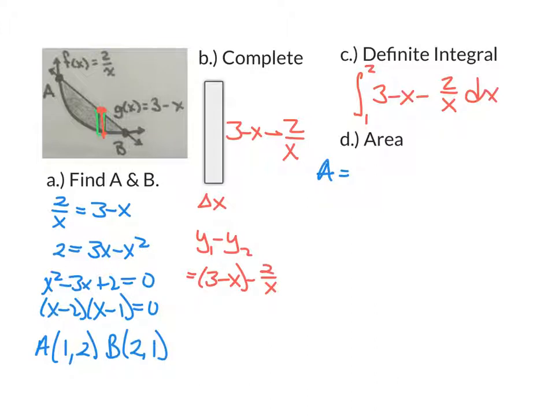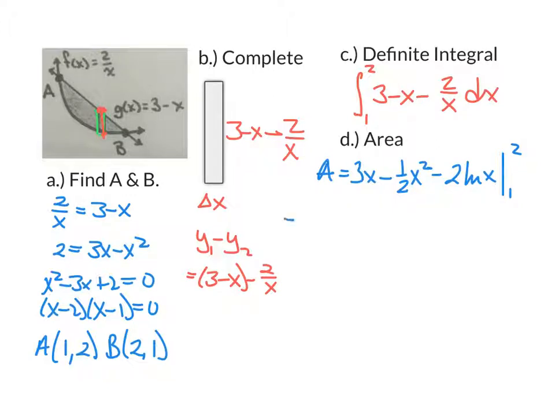Now the last thing to do is to evaluate this definite integral in order to find the area. So we integrate each piece. The integral of 3 is 3x, minus the integral of x, which is 1/2 x squared. And the integral of 2 over x is 2 natural log of x. We'll evaluate this from 1 to 2.